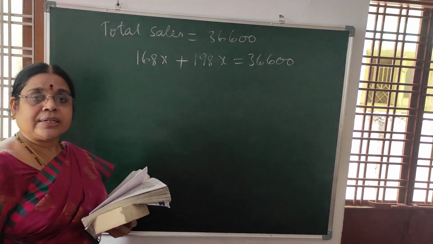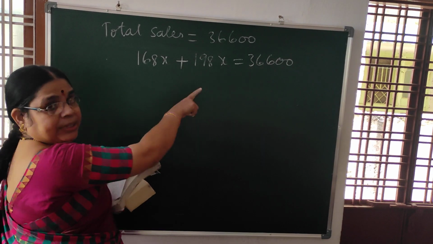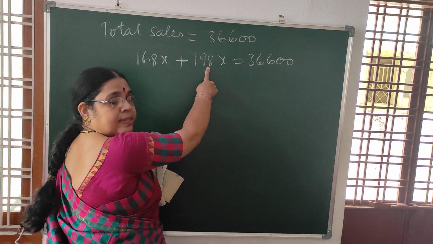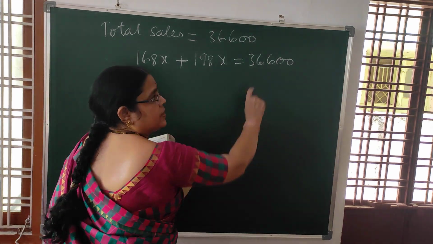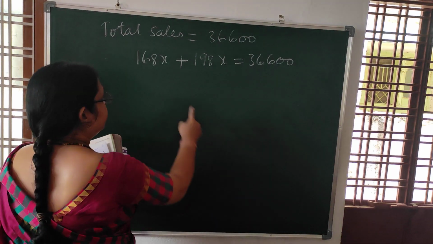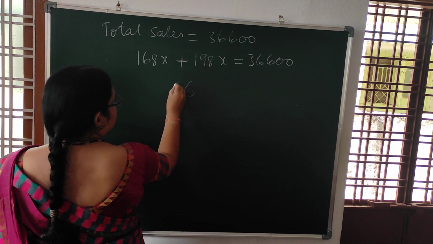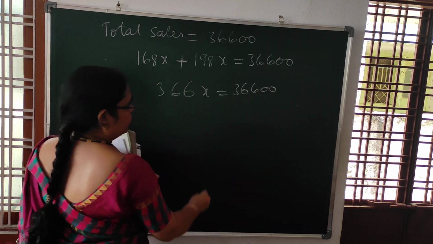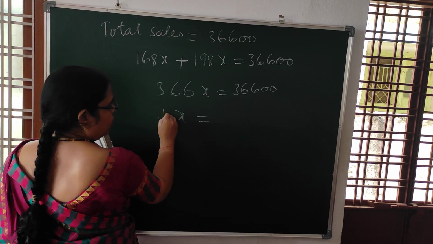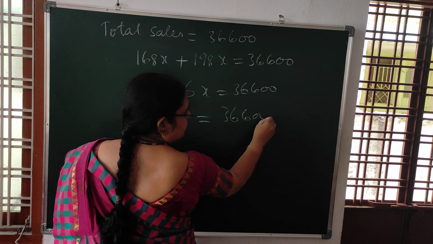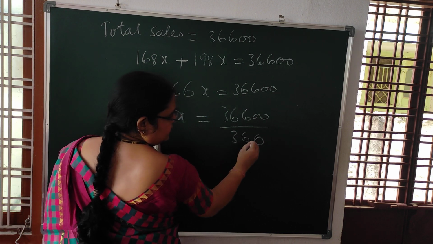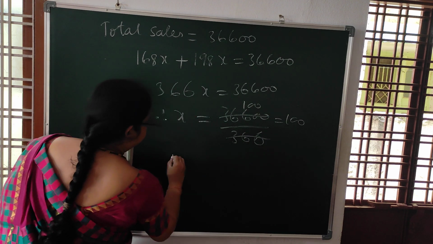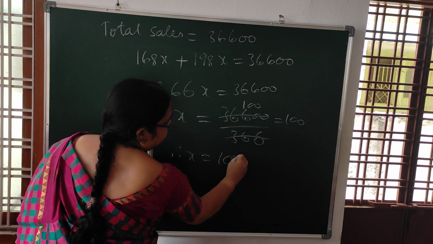Total sales were given as 36,600. To frame the equation, what happens? This is the selling price of shirt material and this is the selling price of trouser material, equal to 36,600. Solve this. 366x is equal to 36,600 rupees. So therefore x is equal to 36,600 by 366. This is equal to 100. Therefore, x is equal to 100.